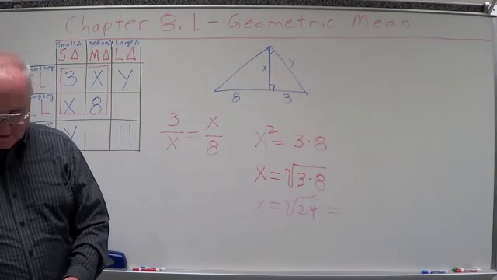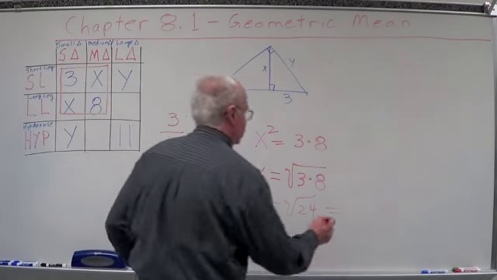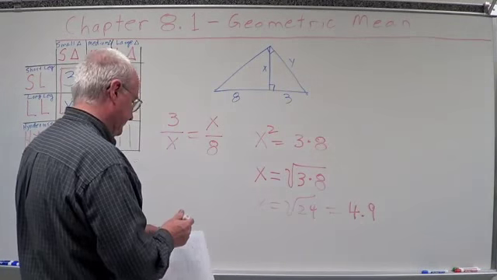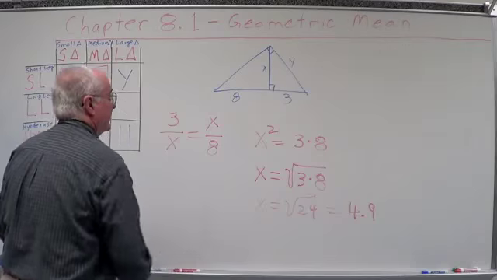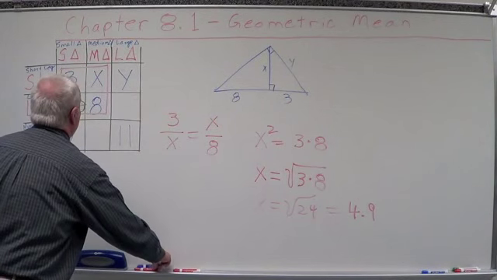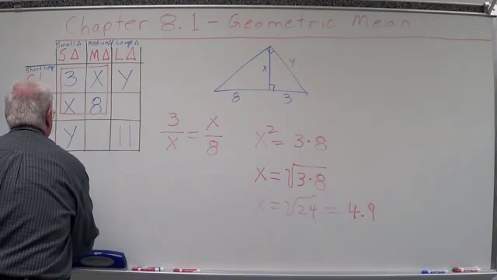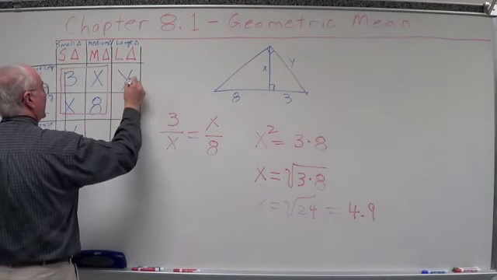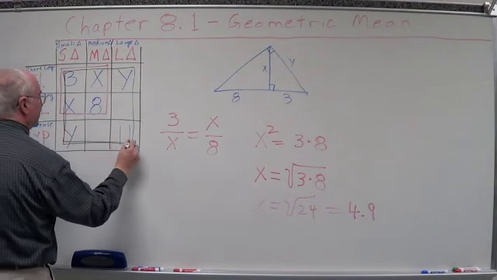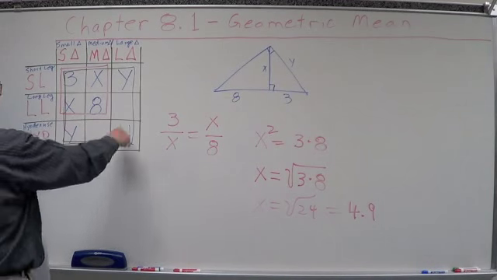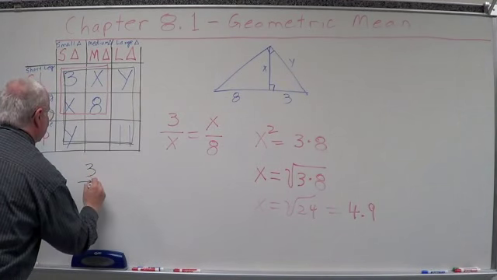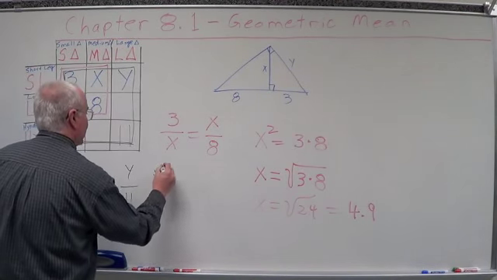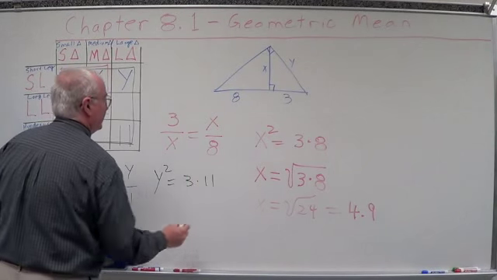We're going to try to figure this out. Square root of 24 is 4.9. Okay? All right. That's that one. Now let's go on and see if we can find y. If you notice for y, we've actually got this little proportion right here. It's in black. What do we got? 3 is to y as y is to 11. So 3 is to y equals y is to 11. So y squared equals 3 times 11.